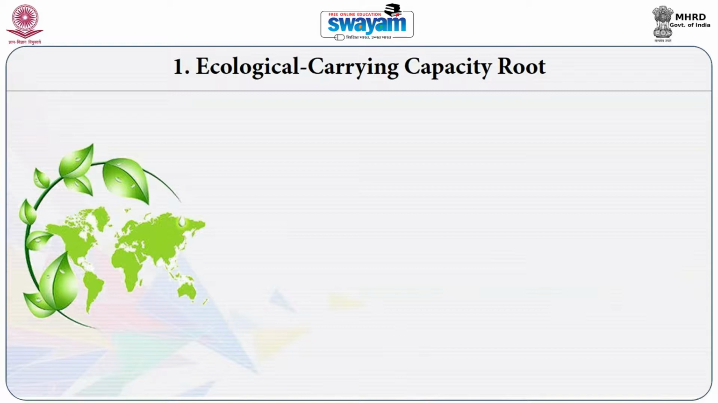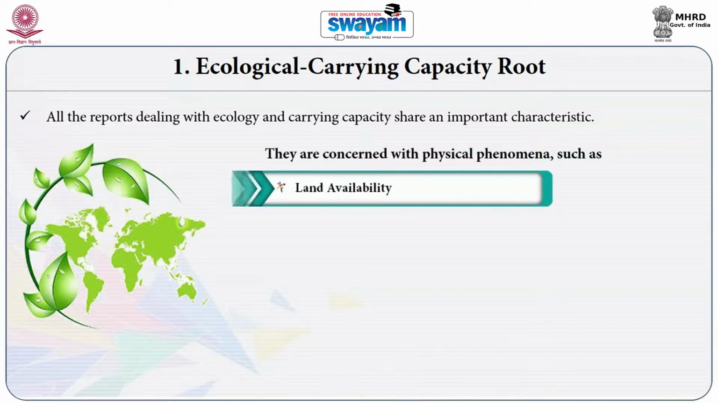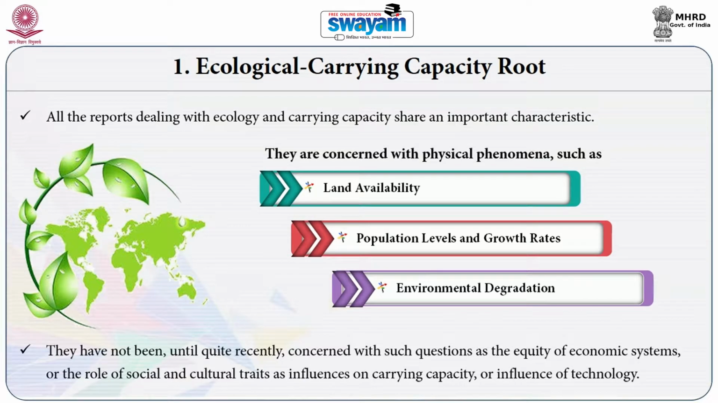I hope you now understand what we mean by carrying capacity. This idea comes from ecologists. So what are they concerned about? They're concerned about the availability of resources, land availability, population levels, growth rates, environmental degradation. These are the concerns of this particular concept. It is not till the last 10 to 20 years that the idea of carrying capacity also started to bring in ideas of resource distribution, of equity.